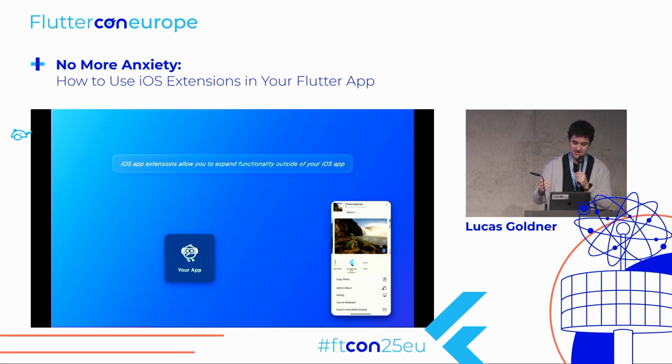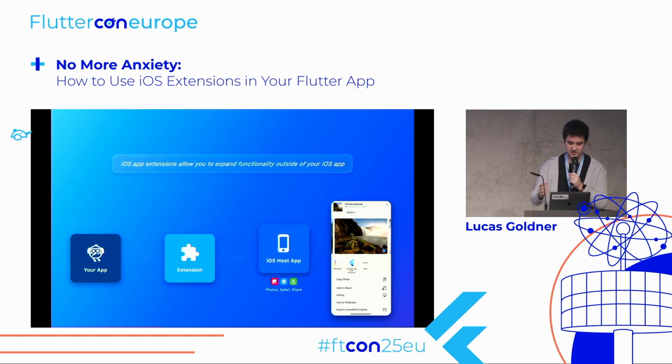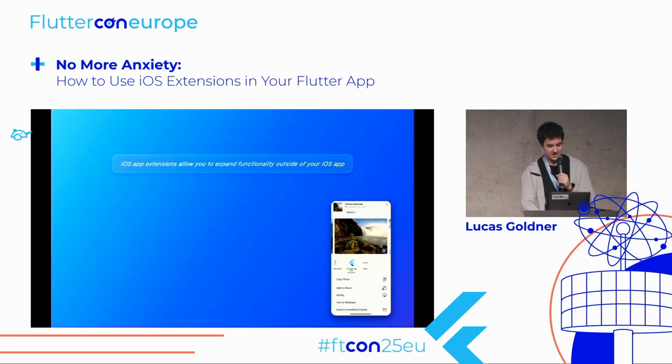So basically, with an iOS extension, you have your app, the extension, and the iOS host app. The iOS host app, of course, has the Flutter view controller in which your Flutter app runs inside of. And the extension is then like a separate application inside of your bundle. It's not directly inside of the iOS app, but it communicates between the iOS app and the extension if you set it up to.